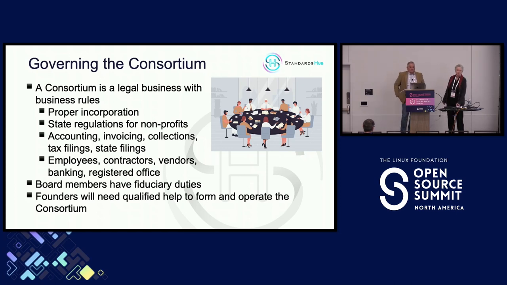A standards consortium is a company. It usually collects money from its members to support operations. It's often registered with the state of incorporation and must conform to specific requirements of that state. It will need accounting, invoicing, collections, banking, and tax filings. These functions need solid controls. If it is formed as a nonprofit, it must conform to nonprofit law.